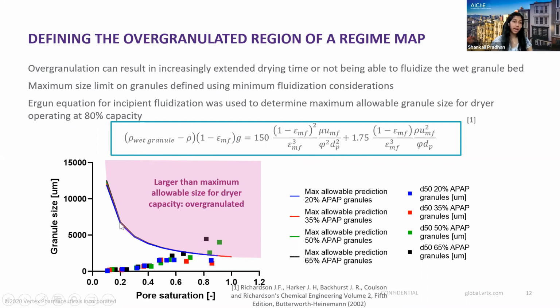And this is how the maximum allowable granule size looks as a function of pore saturation. When we overlay that with the D50, we can see that for low MCC formulations, we have certain regions that are at a risk of overgranulation. So now we've defined our overgranulated region of the regime map as well.